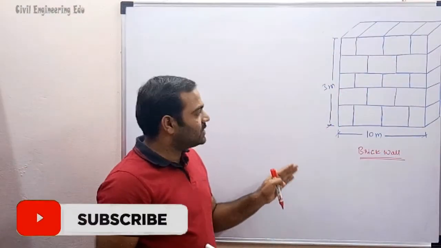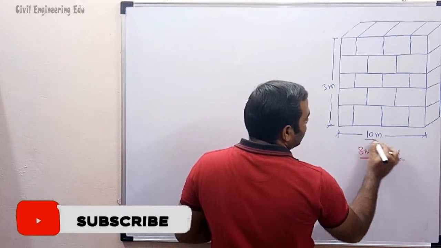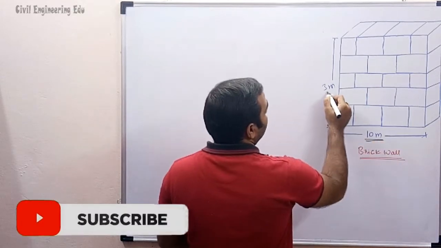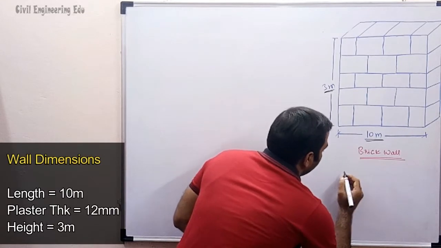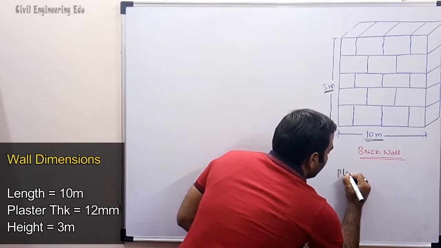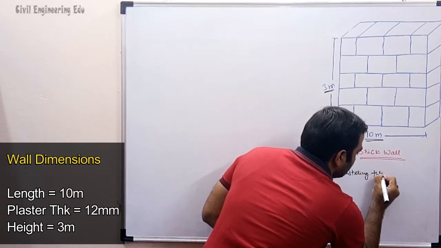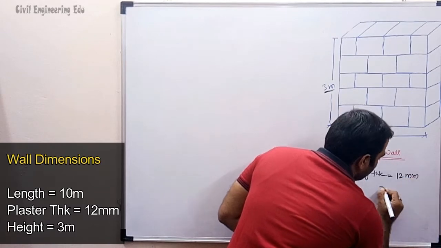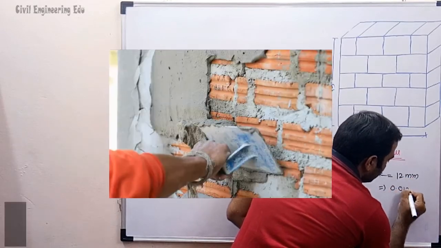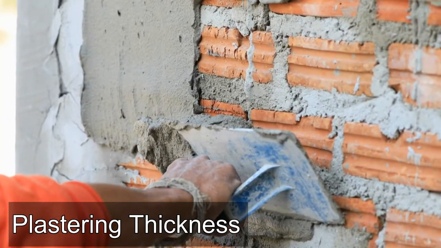So first of all, let us see the dimensions of our plastering area. The length taken is 10 meters and the height of the wall is taken as 3 meters. Now we will see the wall plastering thickness. Let us take the plastering thickness as 12 mm. It is also written as 0.012 meter. So this is the thickness for which we are going to do the calculation.